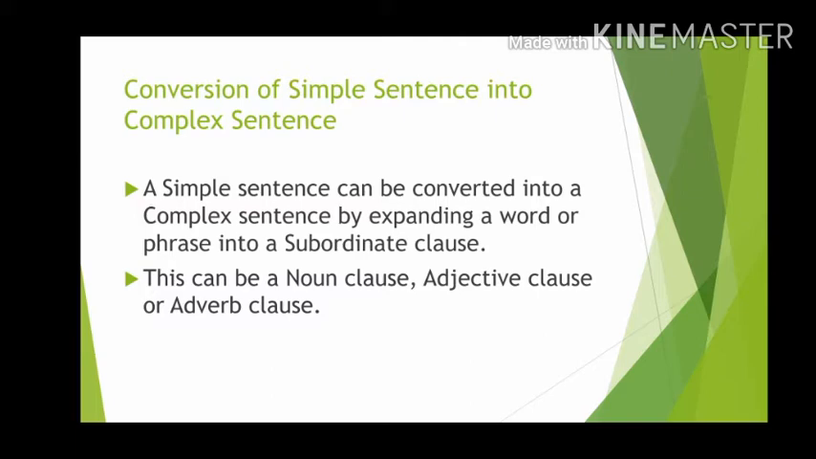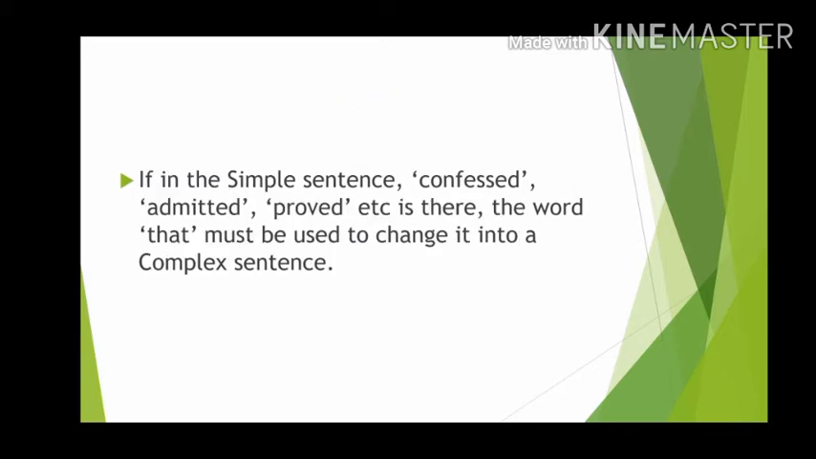When you convert a simple sentence into a complex sentence, you have to remember certain things. Firstly, if confessed, admitted, accepted, proved, etc. is there in the simple sentence, you have to use that and change the sentence into a complex sentence. The noun will become an adjective like that if it is a noun clause. One example I will tell you, then you will understand.